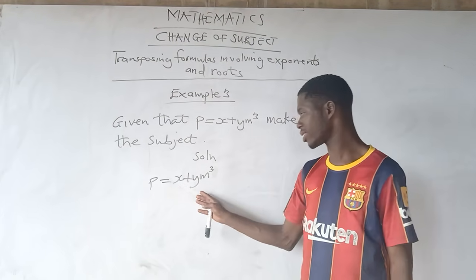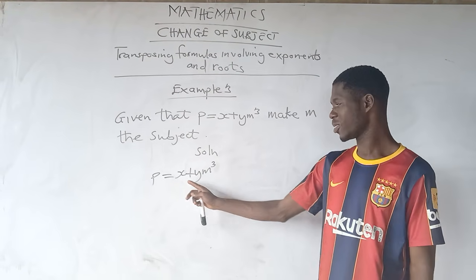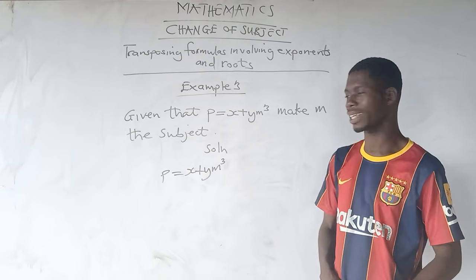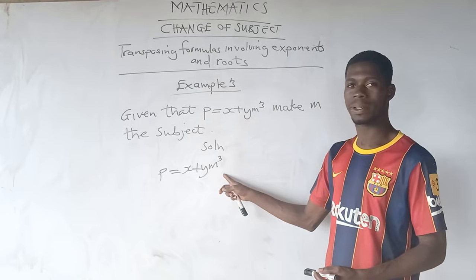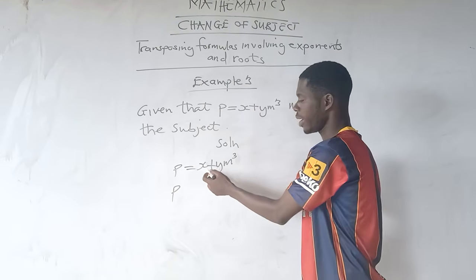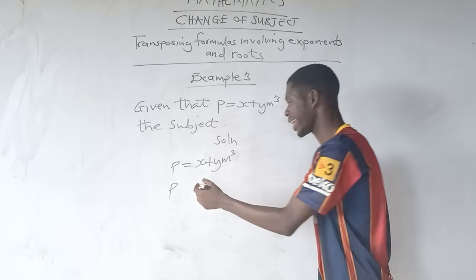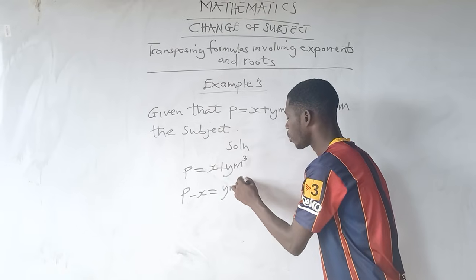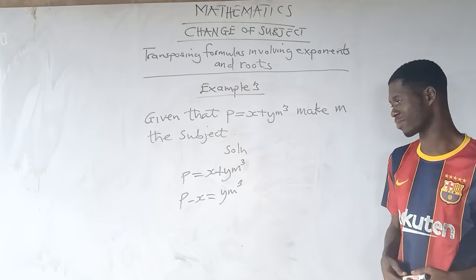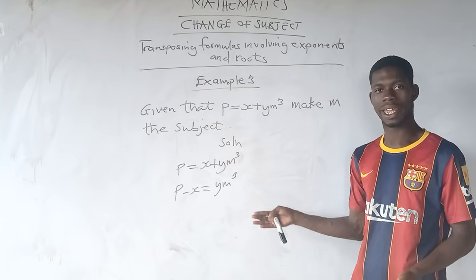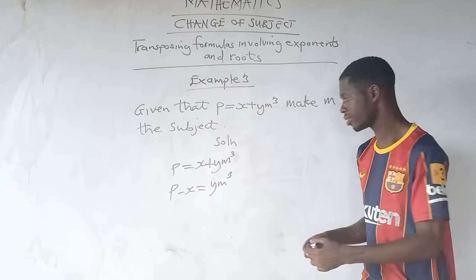So we have 3 terms. What do you have to do? You're supposed to send the x to the left hand side so that the term with m can stand alone. So p, it is positive here, so when it's moving to the left hand side, it becomes negative: p minus x is equal to y m to the power 3. Then now we can divide both sides of the equation by the coefficient of m, which is y.